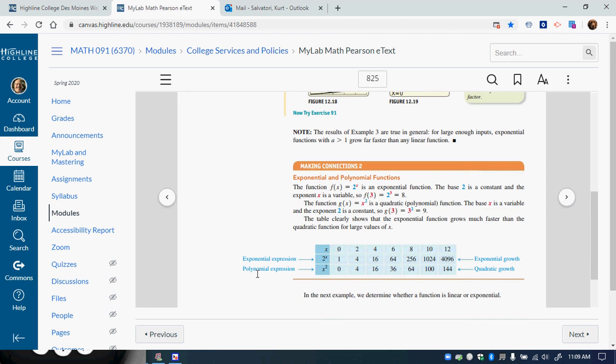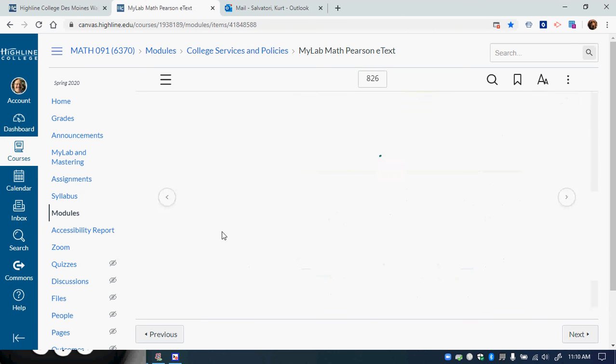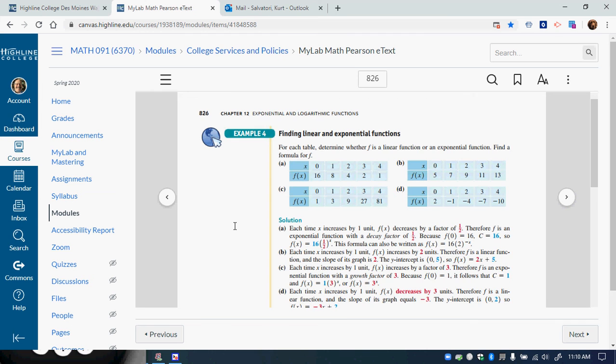And you can see the same thing when we look at exponential versus polynomials like x squared only. We see that exponentials grow way quicker than a regular polynomial expression would do. And so that's nice to see just how fast it grows. It grows really quick. And so that's a nice example table to look at. And then they go through finding linear and exponential functions, which we'll do in the next video.